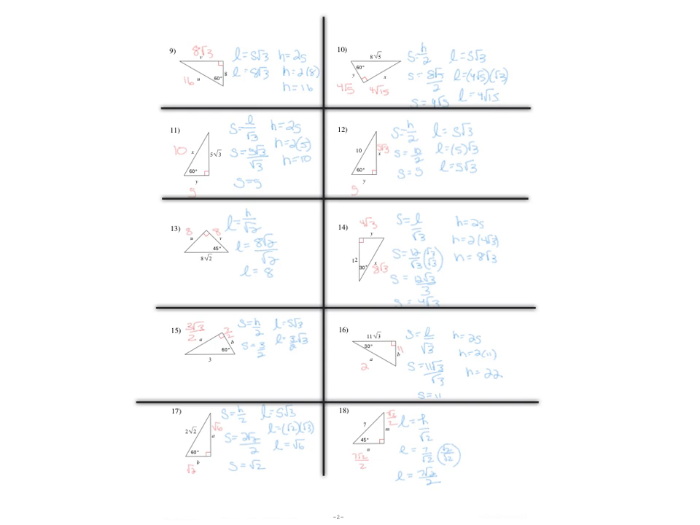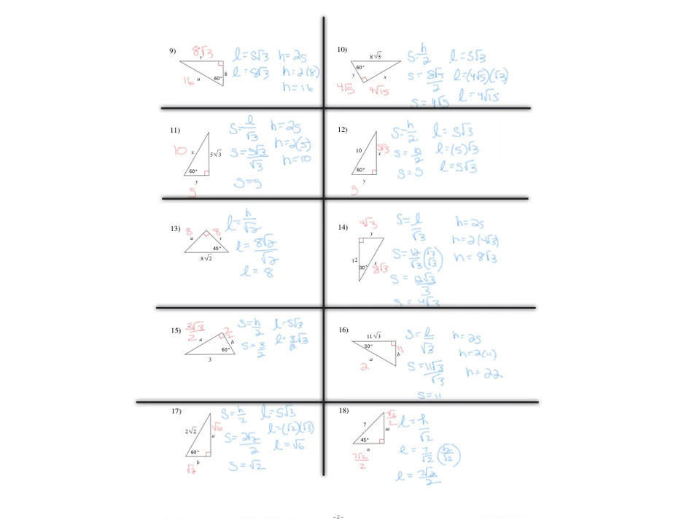In number 10, I was given a 30, 60, 90. And I was given the long side here. Here's 60, it's the side opposite. So I'm going to start by finding the short side, because that's equal to the long side divided by the square root of 3.